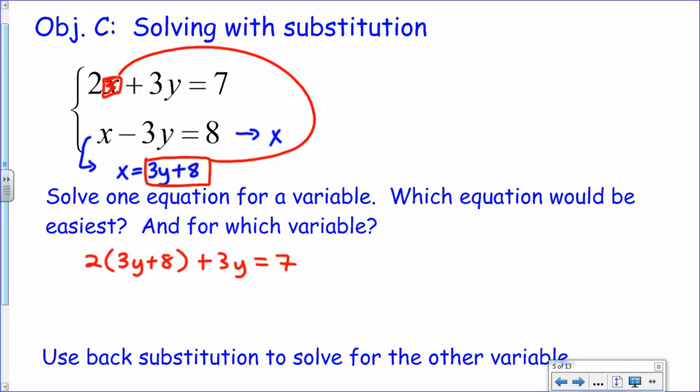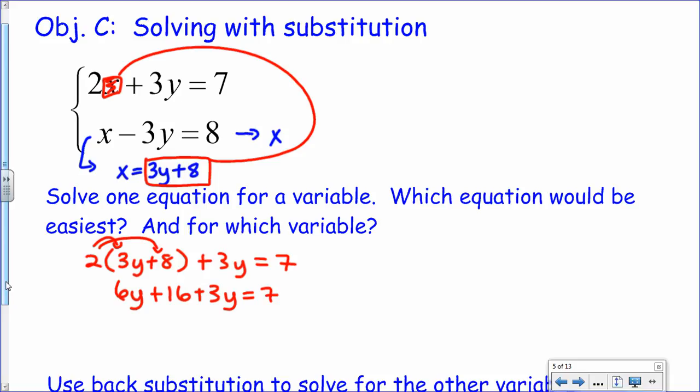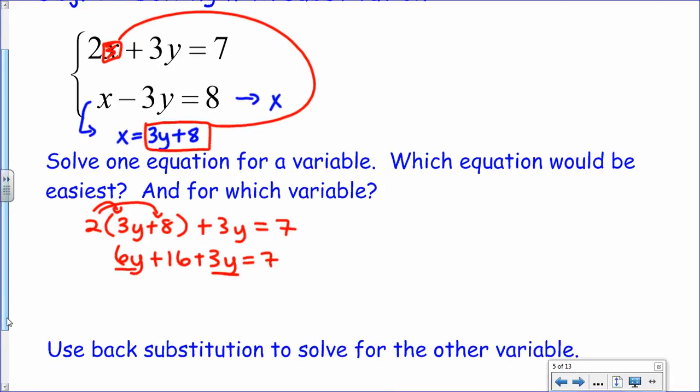All right, now we solve for y. So let's distribute. So 6y plus 16 plus 3y equals 7. Combine like terms. Remember, if they're on the same side, you just add them together. You don't add the opposite or change the sign or anything. So 6y and 3y is 9y plus 16 equals 7. Subtract 16.